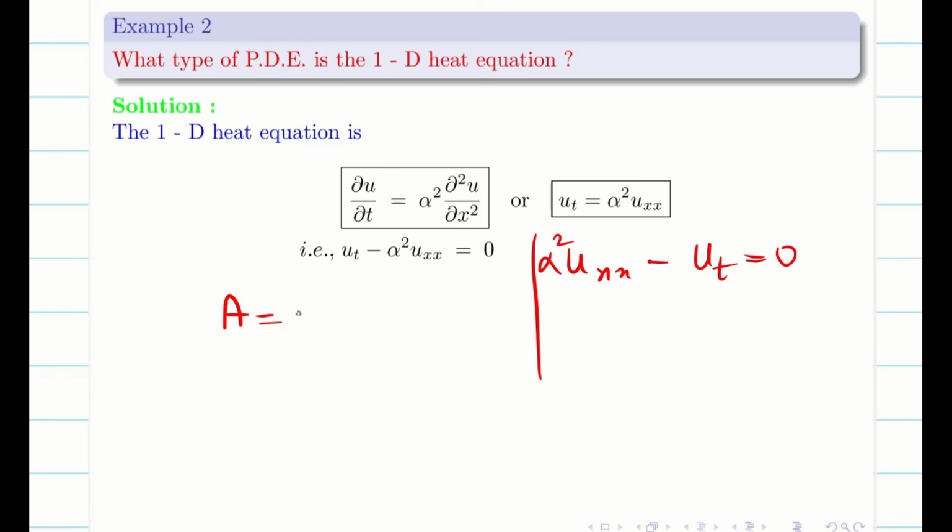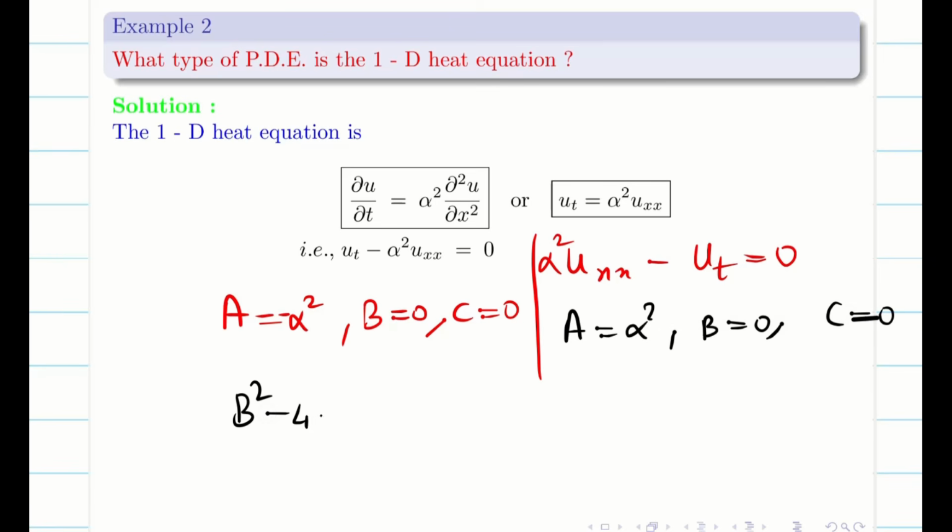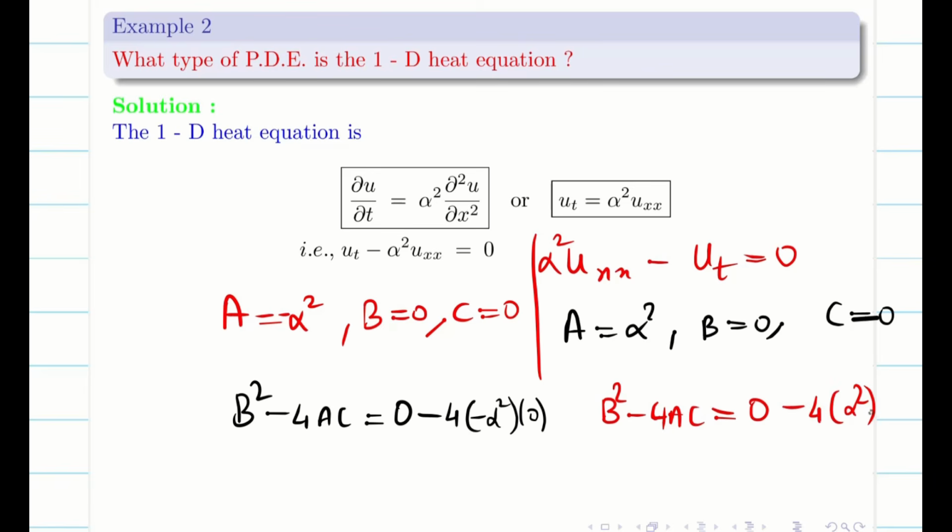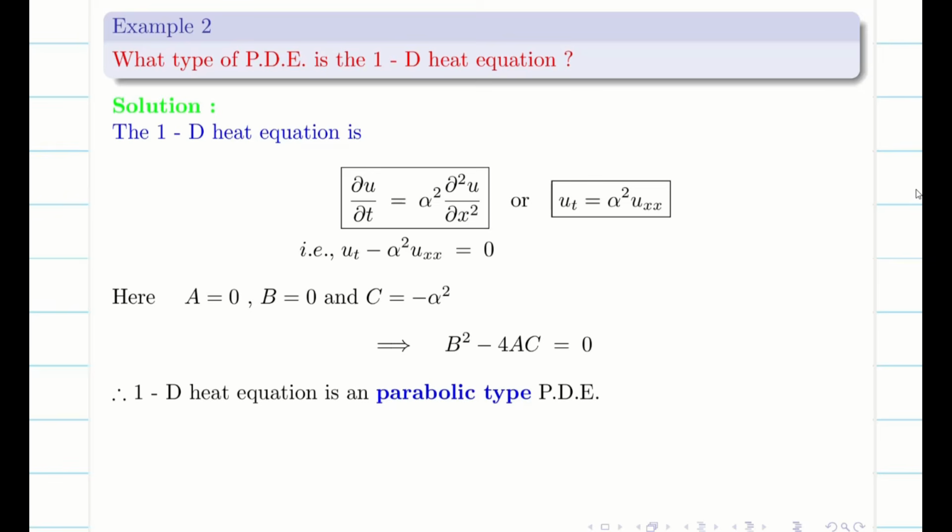Let us see. Here a equal to minus alpha square, b is 0, c is 0. Suppose you write the problem the other way, in this case a equal to alpha square, b equal to 0, c is equal to 0. When you calculate b square minus 4ac, it is 0 minus 4 into minus alpha square into 0. Similarly, here also b square minus 4ac is equal to 0 minus 4 into alpha square into 0. In both cases, I am going to get 0 as my answer. So I can take either way. Therefore, the 1D heat equation is parabolic type.